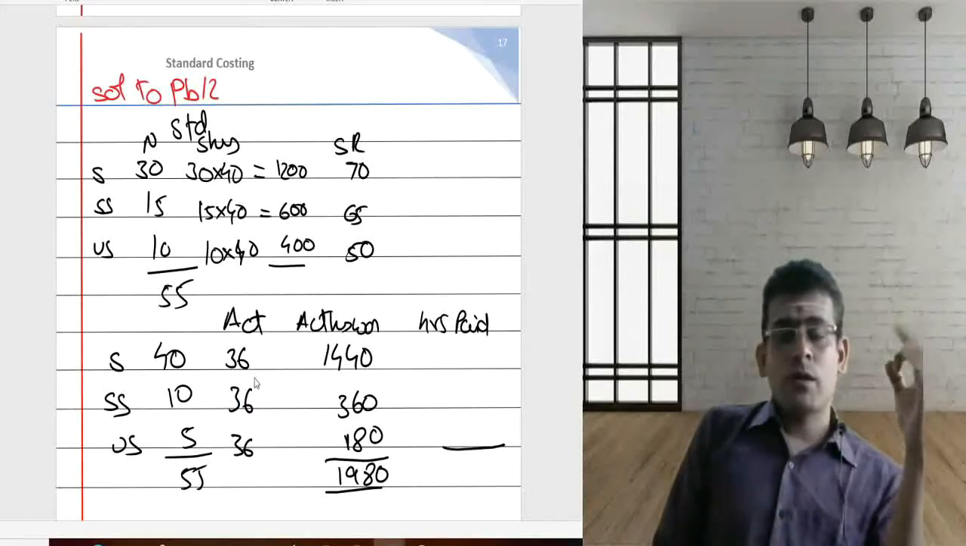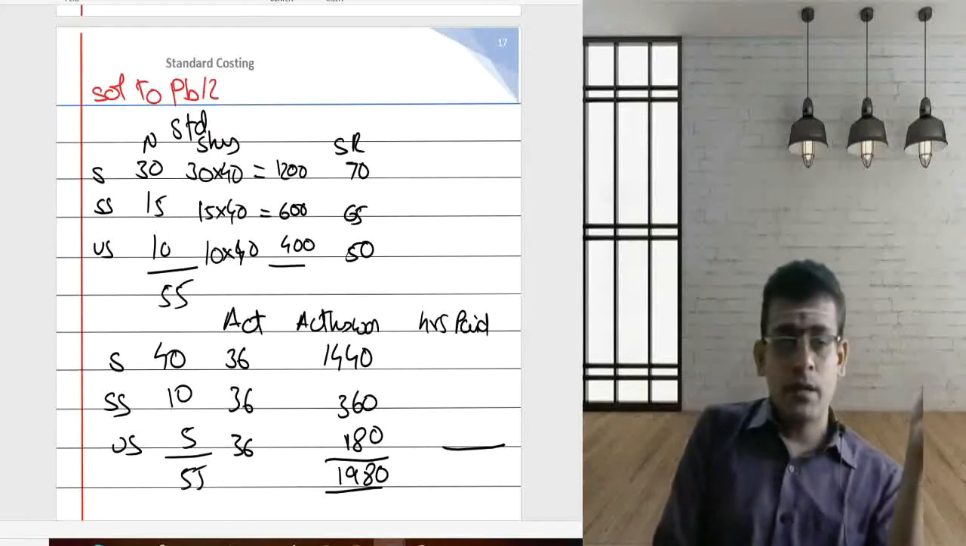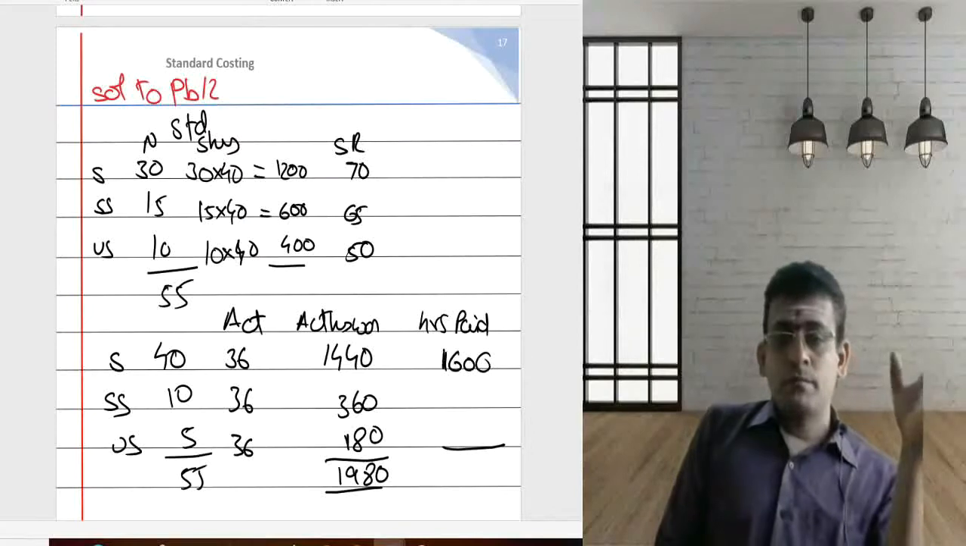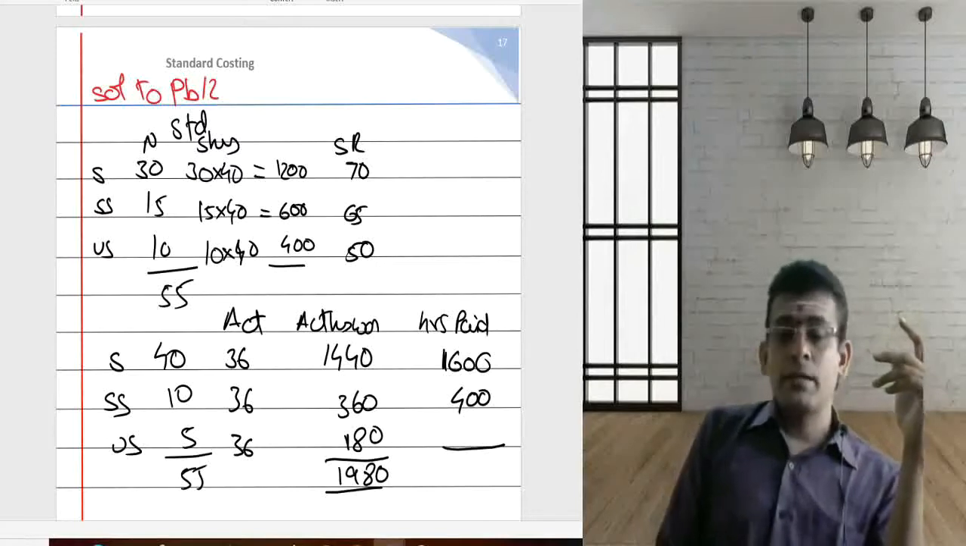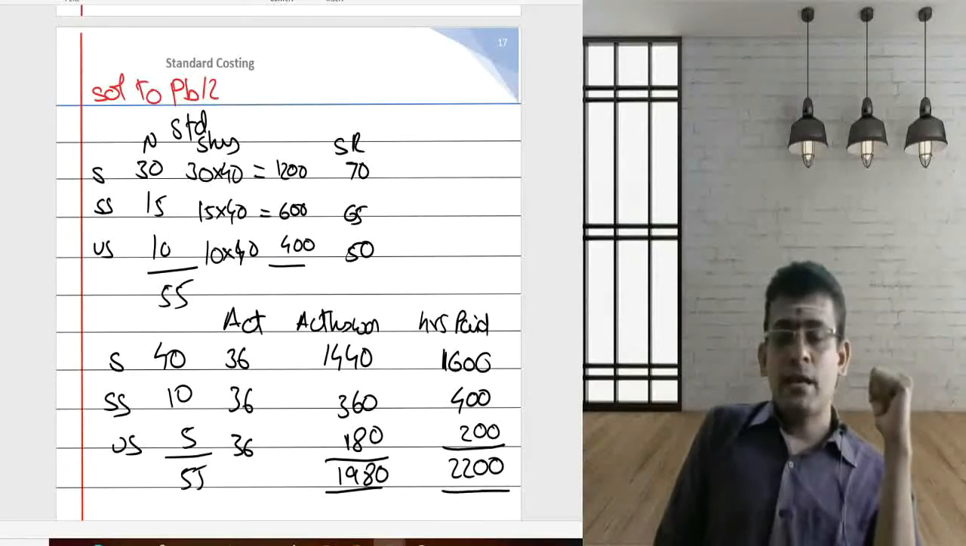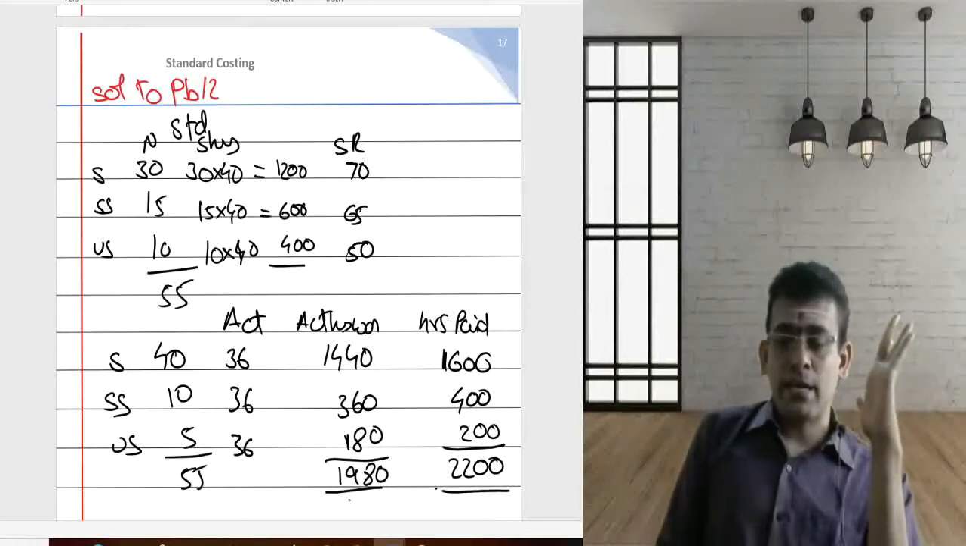Even though you are working or not working, I am supposed to pay you for 40. So 40 into 40, you get 1600. 10 into 40, you get 400. 5 into 40, you get 200. So I have to make a payment for 2,200 hours, but for calculation of efficiency, I should not take 2,200, I have to consider only 1980. That is the actual hours.